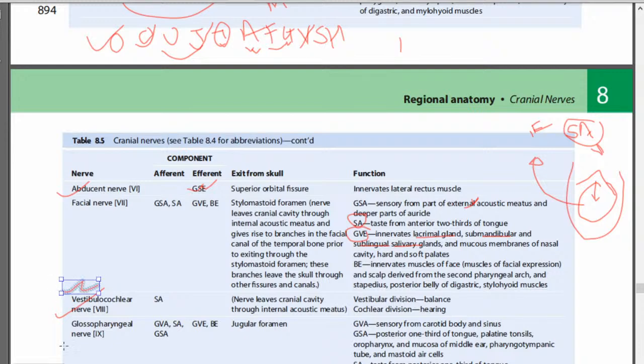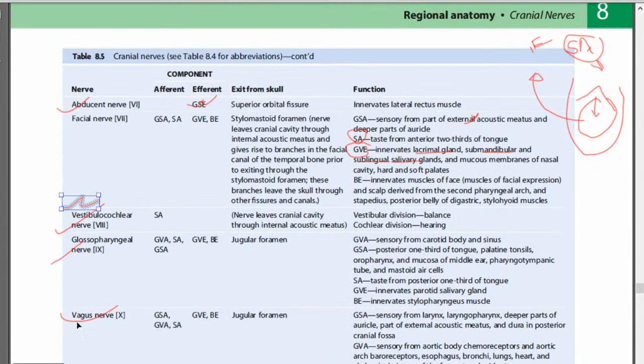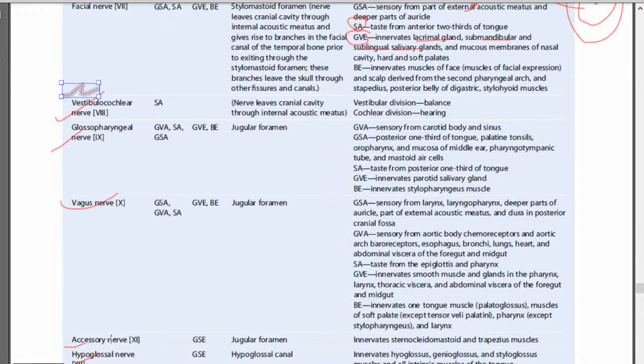And ninth is the glossopharyngeal nerve, tenth is obviously the vagus nerve, then there is the accessory nerve. One important thing about the accessory nerve is that it doesn't originate from the brain. The vestibulocochlear nerve, as the name says, is vestibular and cochlear. It helps in balance and hearing.